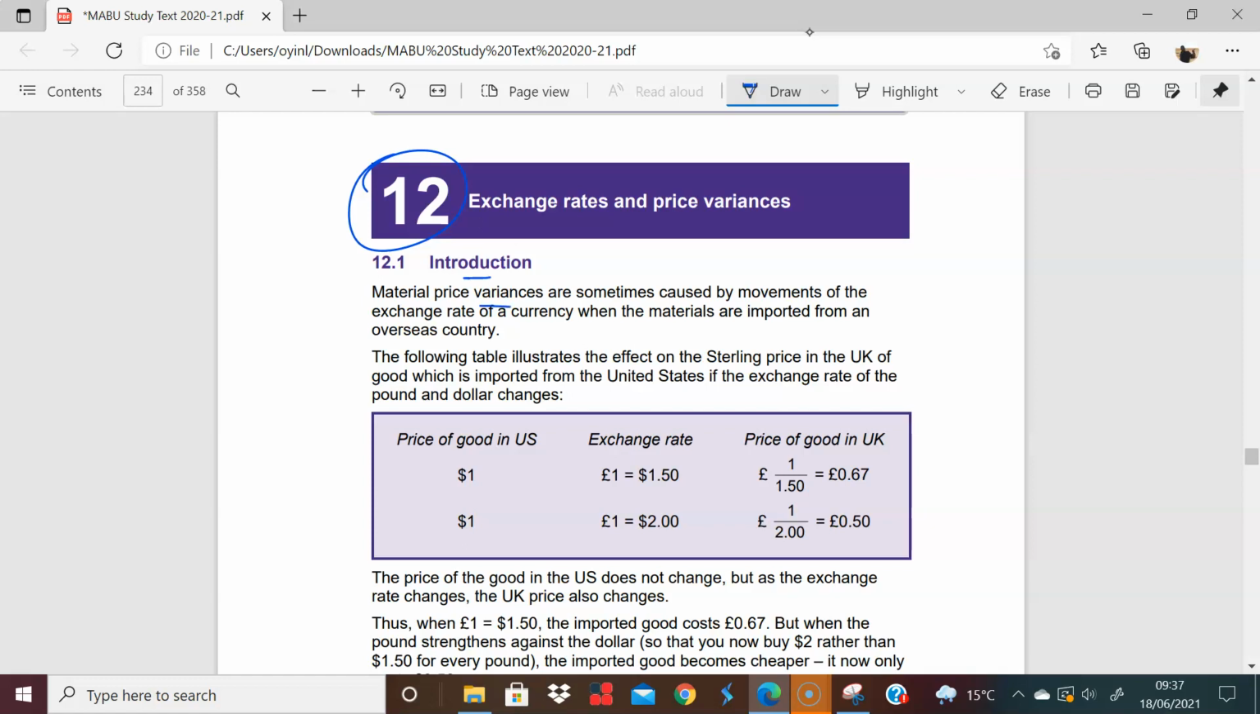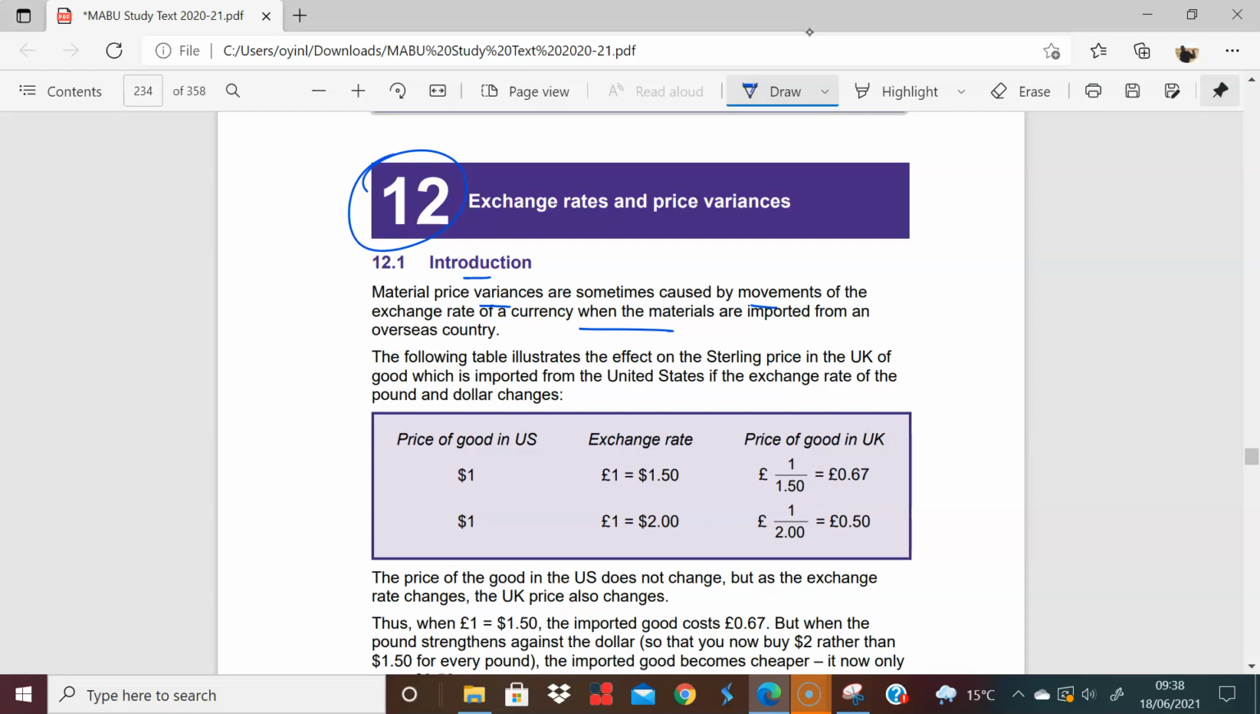Material price variances are sometimes caused by movements of exchange rates of a currency when the material is imported from an overseas country. So if you're buying goods from abroad, those goods, for example, could be $100, and you would turn your currency into the currency of the country you're trying to buy the goods in, buy that, and then bring the goods home. Depending on the exchange rate and how much of that foreign currency you can get for your currency, those movements can affect how much of the foreign currency you will get.